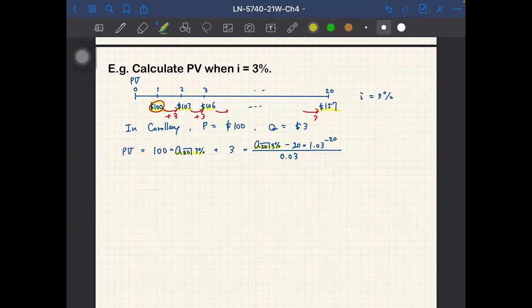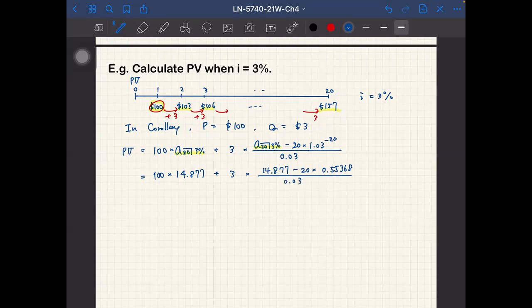So that is the present value of these 20 payments of $1 each, so it's less than $20, and actually this becomes 14.877. And plus 3 times the same amount minus 20 times 1.03 to the power -20, so this becomes 0.55368 over 0.03.